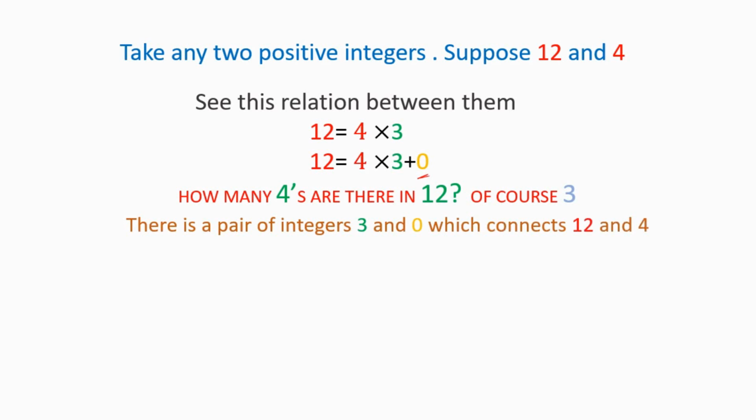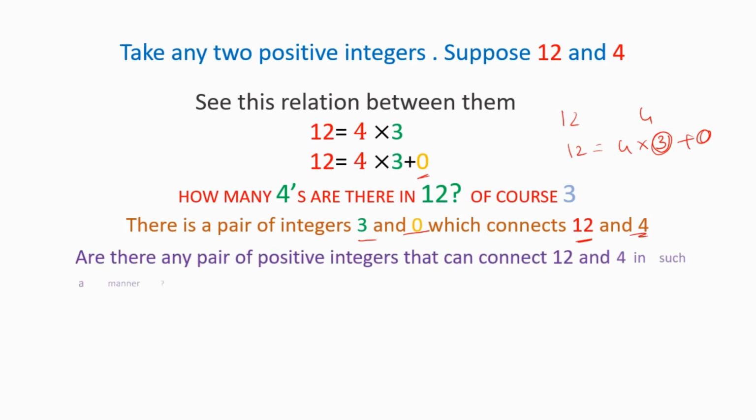See, already we have 12 and 4. We are trying to connect them. 12 is equal to 4 into 3 plus 0. There is a pair of integers 3 and 0 which connects 12 and 4. 12 and 4 have been connected by these integers 3 and 0. Try to understand. I'll give you more examples. Are there any other pair of positive integers that connect 12 and 4 in such a manner?